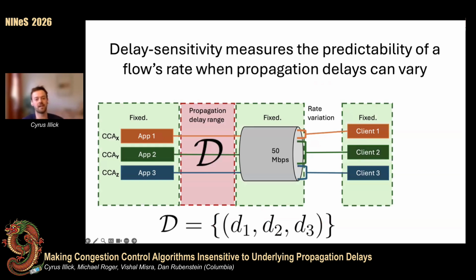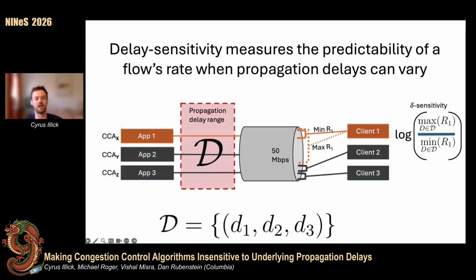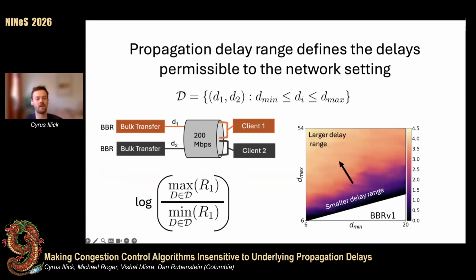Formally, to quantify delay sensitivity, we fix the set of competing applications and the properties of the shared bottleneck, and then we measure rate variability over a defined range of possible propagation delay configurations. And we measure sensitivity to delay as the log ratio between the largest and smallest rate over this specified range of delays for each flow.